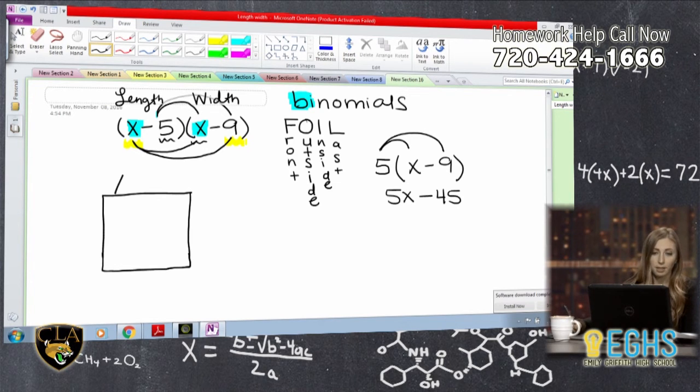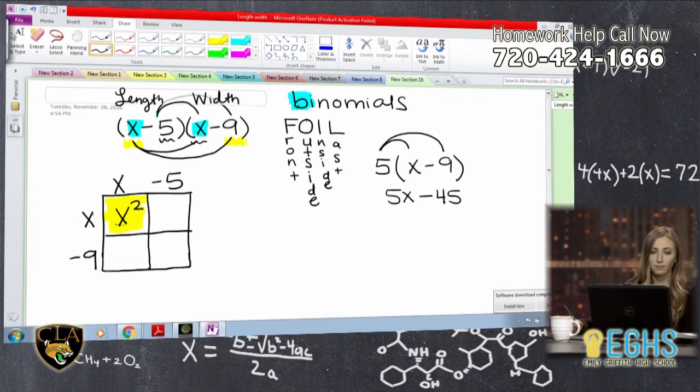So I could set up my length as x minus 5. I could set up my width as x minus 9. And then what might make my life a little bit easier is if I split these up. So do x and negative 5 separately and x and negative 9 separately. Then I only have one thing to multiply together at a time. So I do x times x to find the area of this first part here. And actually, if we were doing FOIL, that would be the front part, our x times x. So that gives us x squared.